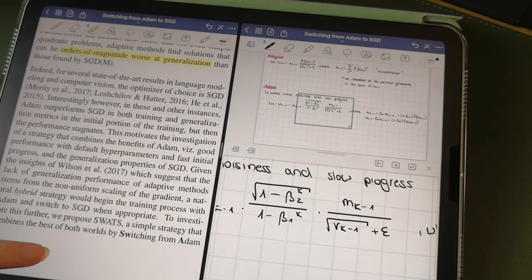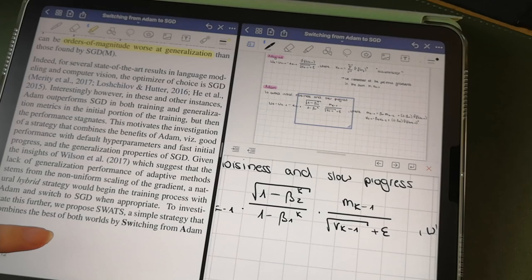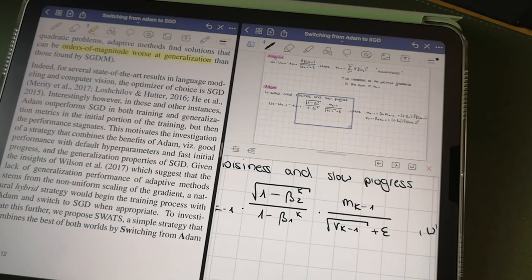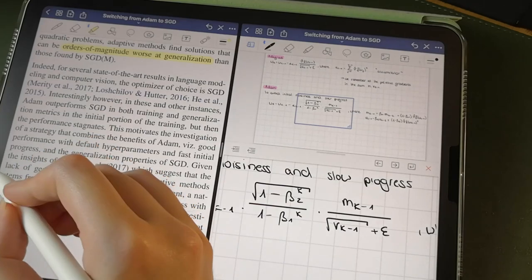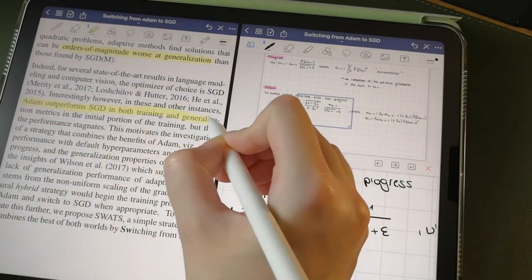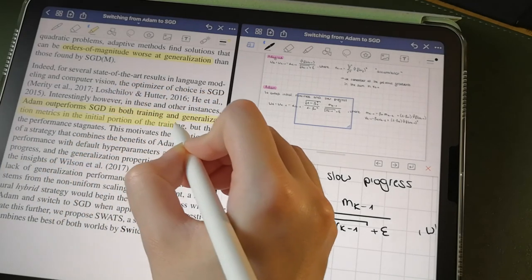Interestingly, however, in these and other instances, Adam outperforms SGD in both training and generalization metrics in the initial portion of the training, but then the performance stagnates. This motivates the investigation of a strategy that combines the benefits of Adam, good performance with default hyperparameters and fast initial progress, and the generalization properties of SGD. Okay, so Adam outperforms in the initial portion of the training.